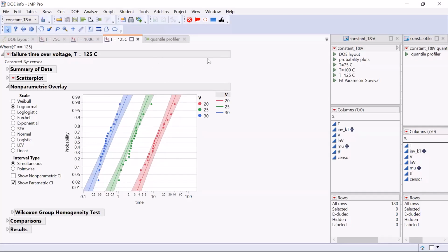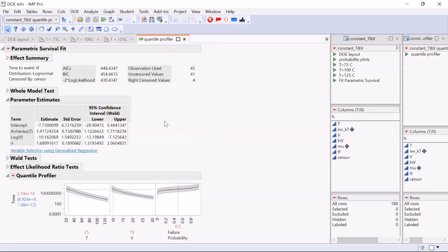And so what we can do, similar to what we've done before, is use the quantile profiler. But look here, I've now combined the Arrhenius and the power law. Now I've got 2 coefficients I'm interested in. I have my intercept term, like I did before. I have an activation energy, like I did for the Arrhenius. And I also have a power law term for the voltage, which I showed before. So I've put them all into one model, right?